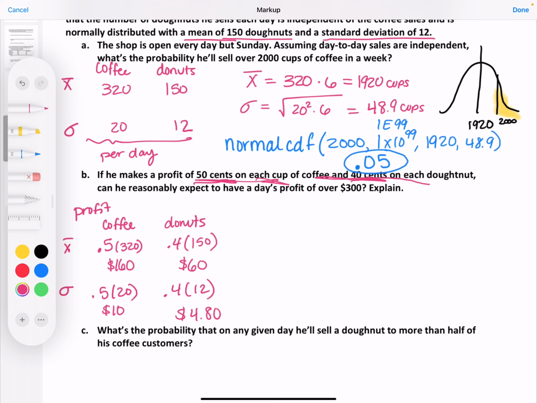So how much profit should he expect to make each day on the coffee and donuts on average? I just added all the values. I just want the mean value. I was gonna say 170. Wait, no. So the mean is going to be 160 plus 60, which is going to be $220. Yeah.